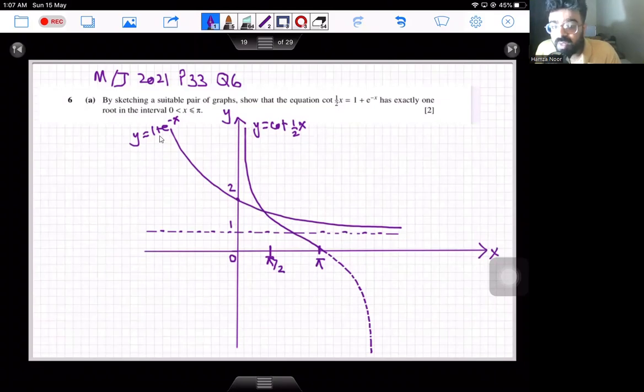Then we have the equation 1 plus e raised to the power minus x, which is a decreasing exponential function. But don't forget that y equals 1 will be an asymptote here, since the e raised to the power minus x curve is being vertically shifted upwards. So the translation by the column vector (0, 1) means y equals 1 will be the asymptote. And as you can see, there is exactly one root. This complete, accurate graph will give you 2 marks.